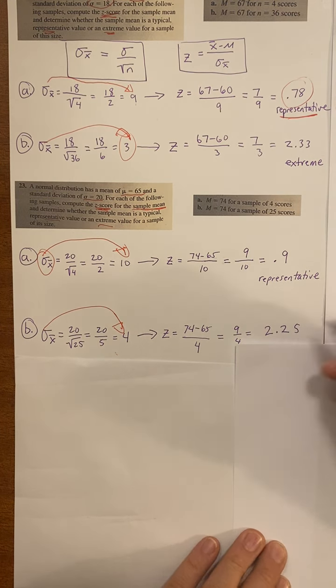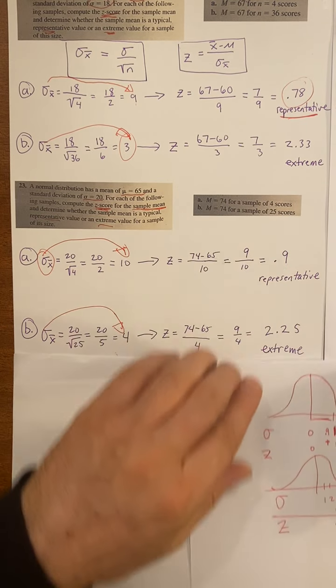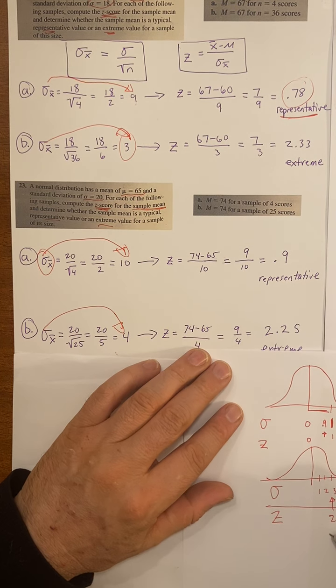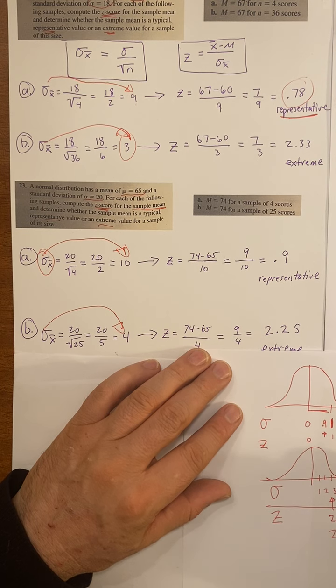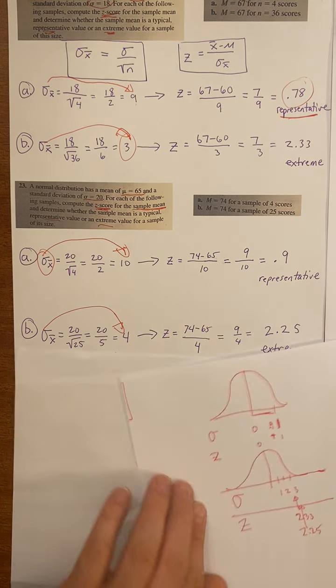Question is, is that extreme or is that representative? Well, based on what we see here, right, 2.25 would be, again, right in that section. So this is an extreme score.